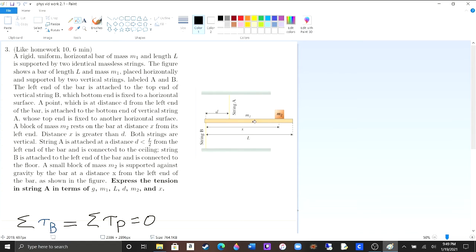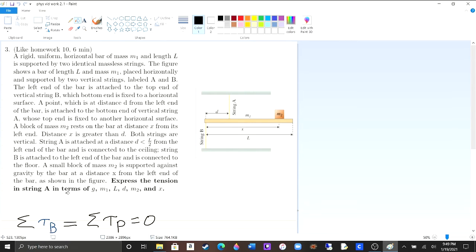So this system is in equilibrium, which means that there's a point that we can choose where the torque will be 0 because the system is in static equilibrium. We can call that axis P, and we're going to choose it where string B is, because by doing that we can relate it to all of the other masses in the system and how everything fits together.